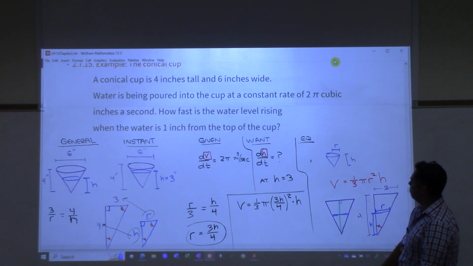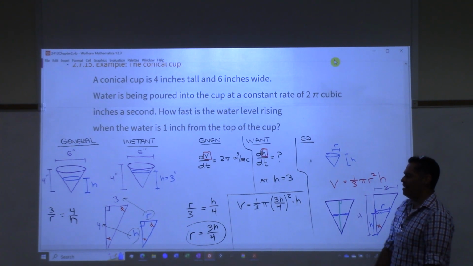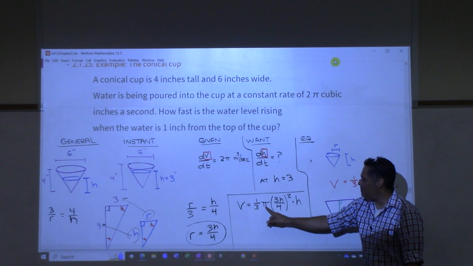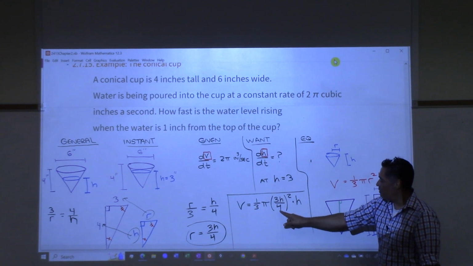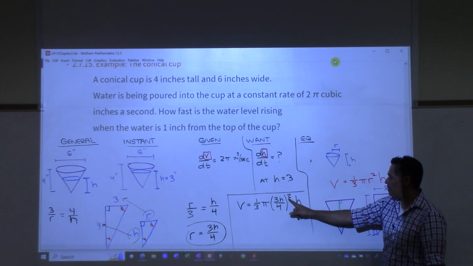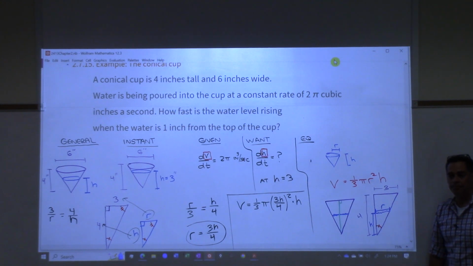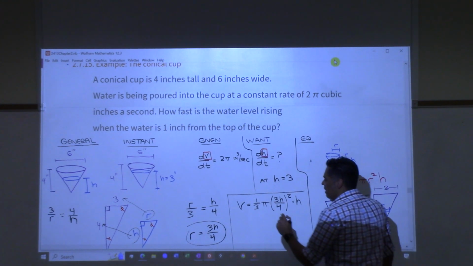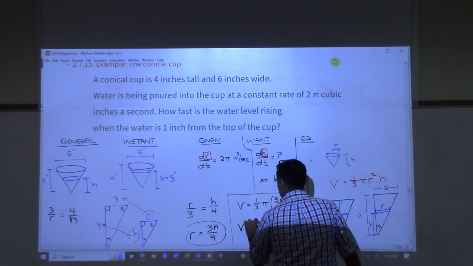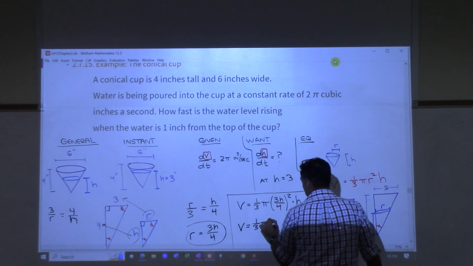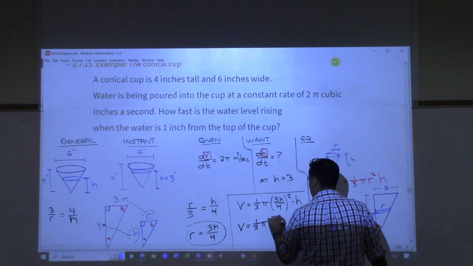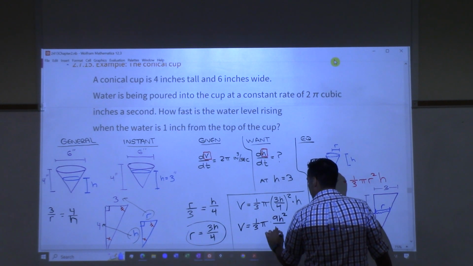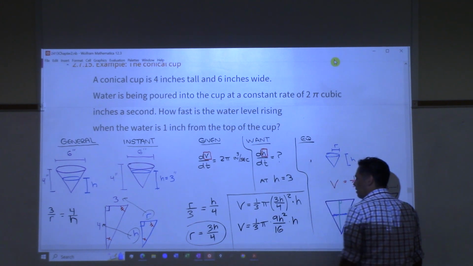Oh, I already squared it, I guess. I'm sorry. 1/3 pi times 3h over 4. That quantity is going to be squared, and then times h. See, that formula no longer has r. Now I'm going to clean it up before I actually differentiate it. I am going to now square the top and bottom, so that's 9h squared over 16, and then I still have an h over here.